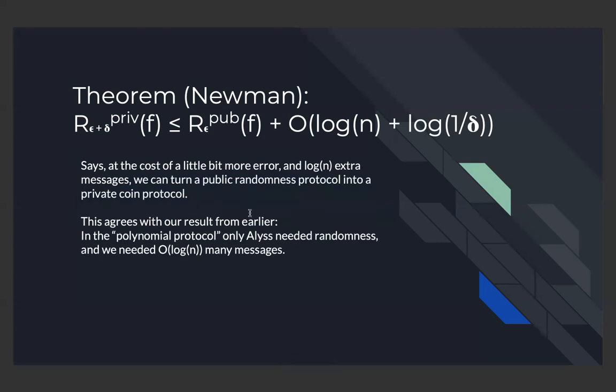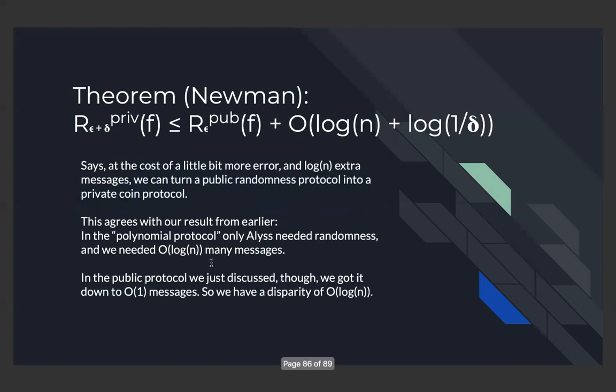And this agrees with our result from earlier. If you remember the protocol where we encoded Alice's string as a polynomial, only Alice needed the randomness, and we needed log n many messages. And in the public coin protocol we discussed, we got it down to O of 1 many messages. So we have a discrepancy of O of log n. And Newman's theorem says you'll never do worse than this. You will never need more than a log n discrepancy between these two things.